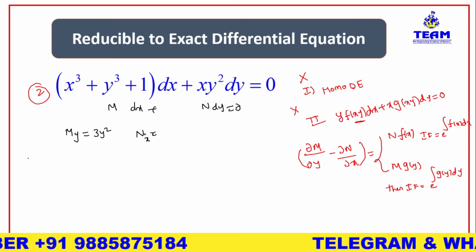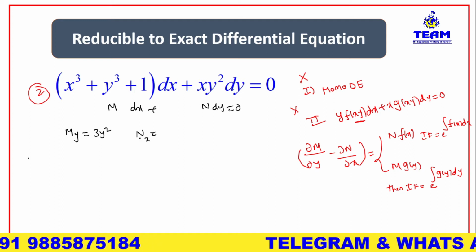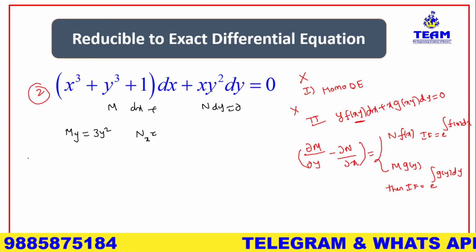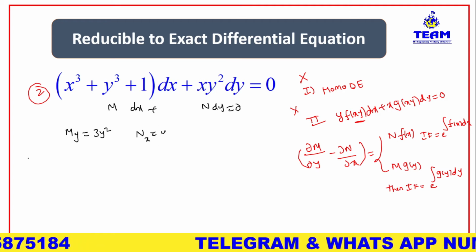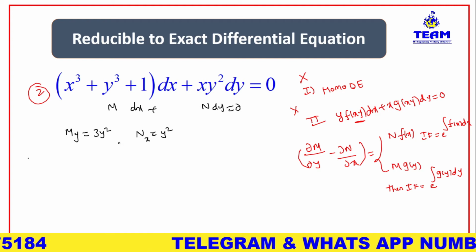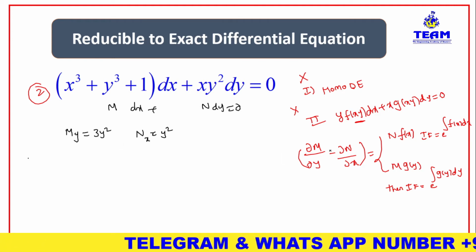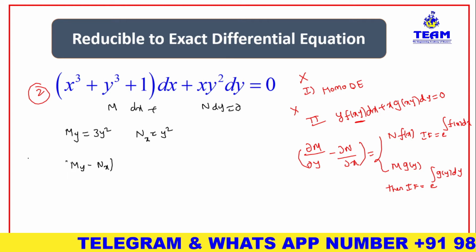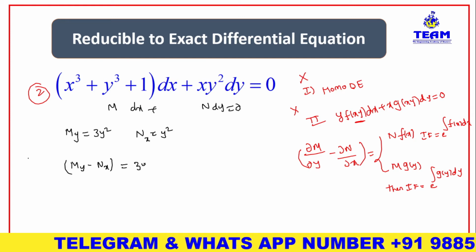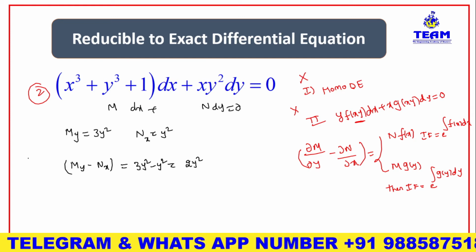Is the logic clear? Remember this. Now N with respect to x. Here you have the xy square term. y square is a constant. The derivative of x is 1, and 1 into y square is y square. That's it. Now what can I do here? Rule 1 and rule 2 are not applicable, so go for ∂M/∂y minus ∂N/∂x. So what am I getting? 3y square minus y square, which is 2y square.